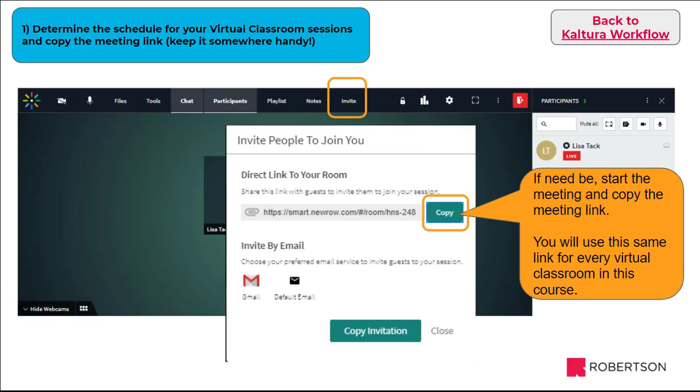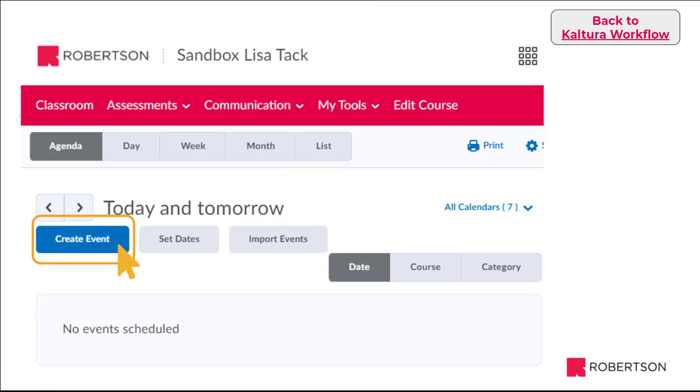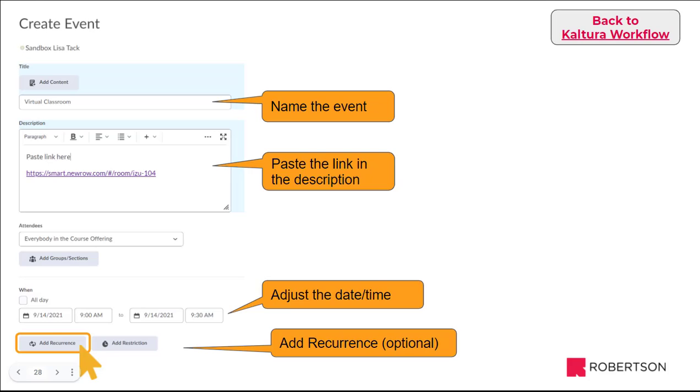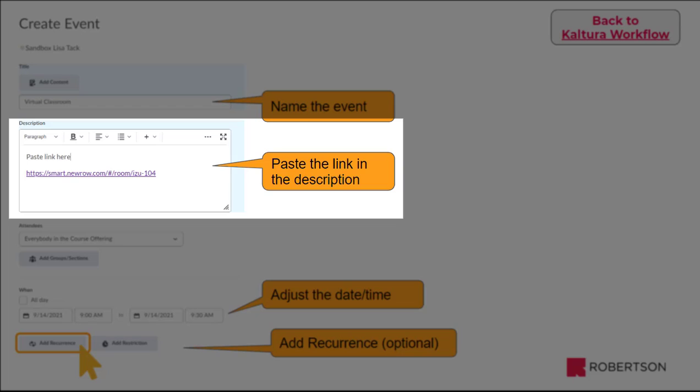Determine the schedule for your virtual classroom sessions and copy the meeting link. If you don't have the meeting link, remember, start the meeting, click Invite, and copy. Add your virtual classroom sessions to the course calendar in Brightspace. Click My Tools and Calendar. Click Create Event, name the event, and paste the link in the description area.